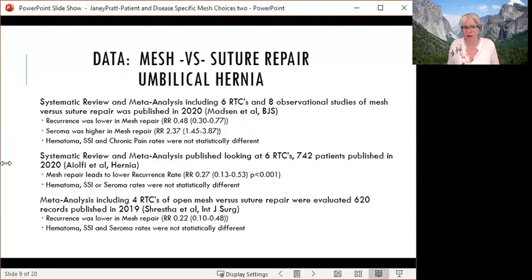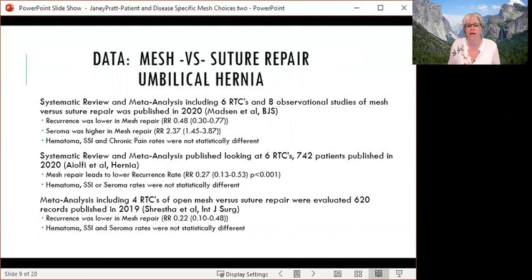So what about umbilical hernias? Mesh versus suture repair. There were several systematic reviews and meta-analyses that came out in the last year. The first one looked at 6 randomized controlled trials and 8 observational studies of mesh versus suture repair published by Madsen in 2020. This one showed recurrence was lower in the mesh repairs, the relative risk of 0.48. Seroma was higher in the mesh repairs with a relative risk of 2.37, and hematoma, surgical site infection, and chronic pain rates were not statistically different.